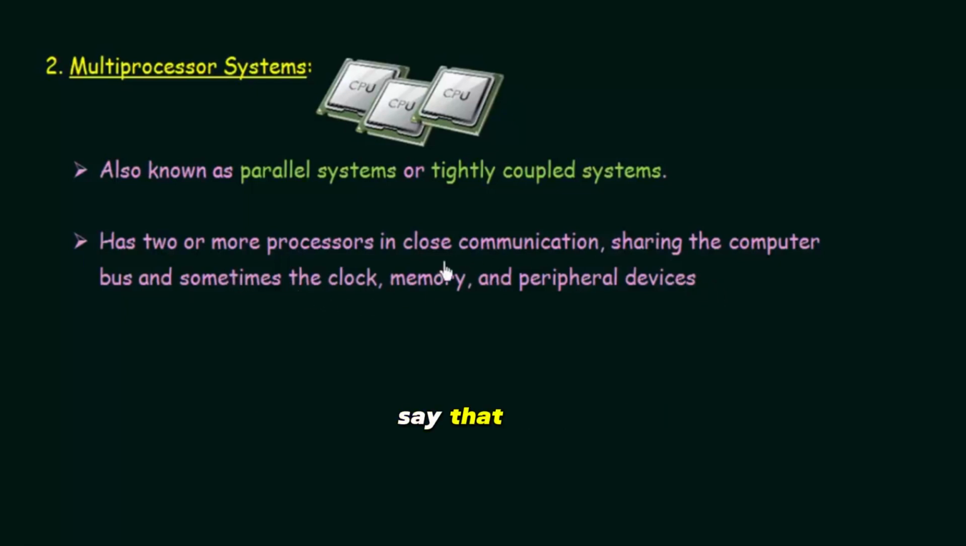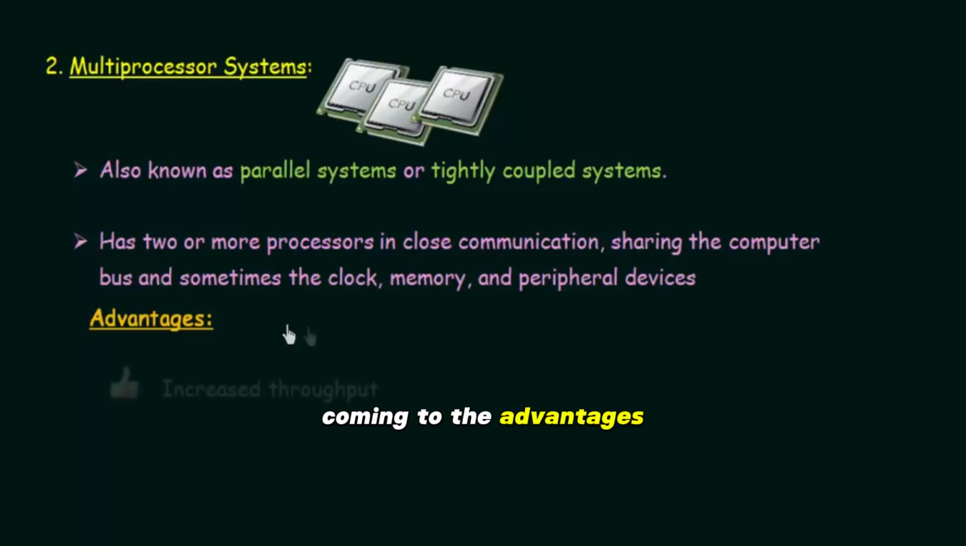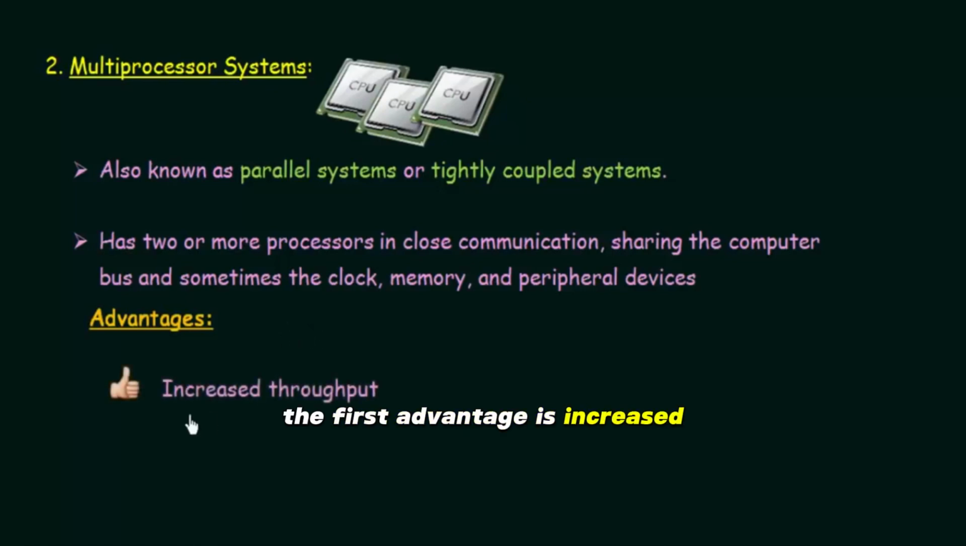So that is why we say that they are in close communication, and they also share the computer resources that we have. Now let us see what are the advantages of having these multiprocessor systems over single processor systems. Coming to the advantages, the first advantage is increased throughput.